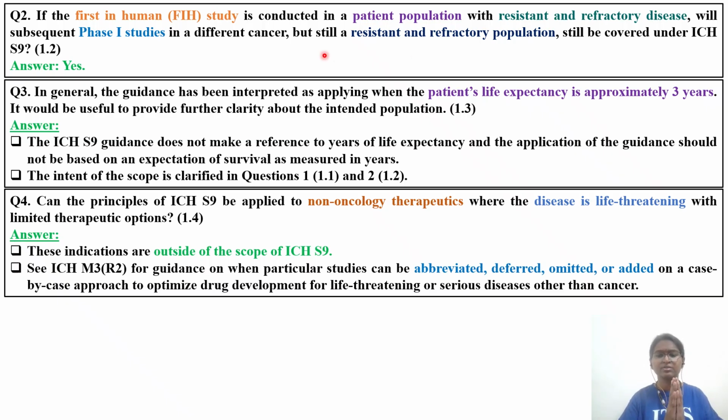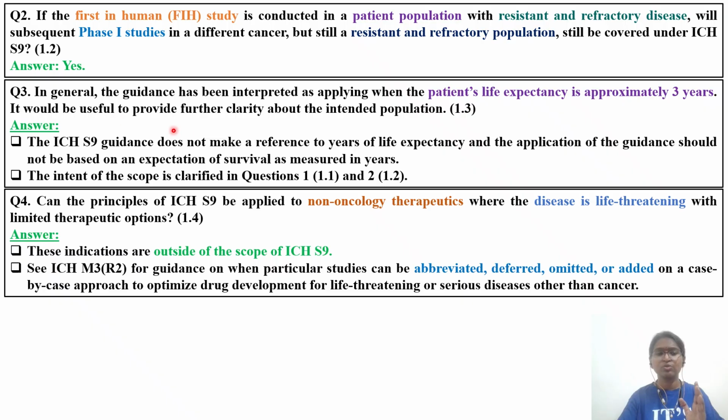I understand it is a bit difficult to understand, so pause the video and try to read it. Okay, next, question number 3: in general, the guidance has been interpreted as applying when patient life expectancy is approximately 3 years. This is the misconception: if the doctor says that a particular cancer patient will not live beyond 3 years, it is understood that you have to apply the ICH S9 guideline to such an anti-cancer drug.